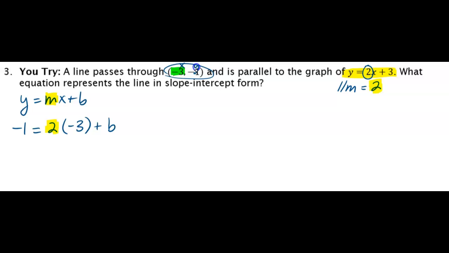X was -3, that was here. And then y is -1, and that went right here. So all I'm doing is taking the 3 pieces of information I was given and plugging it into slope-intercept form. And now you can see the only thing we're left with is b. So we can solve for that, and then we'll have our answer.